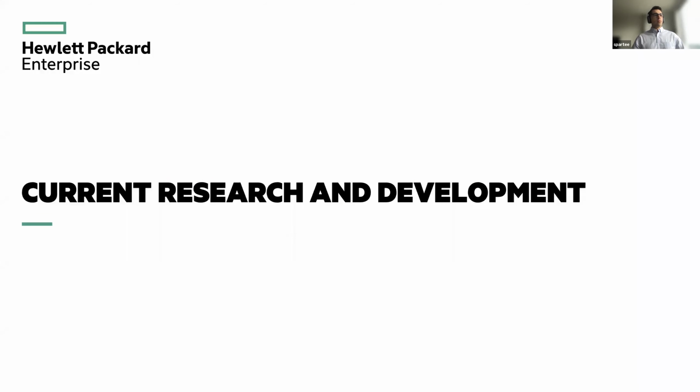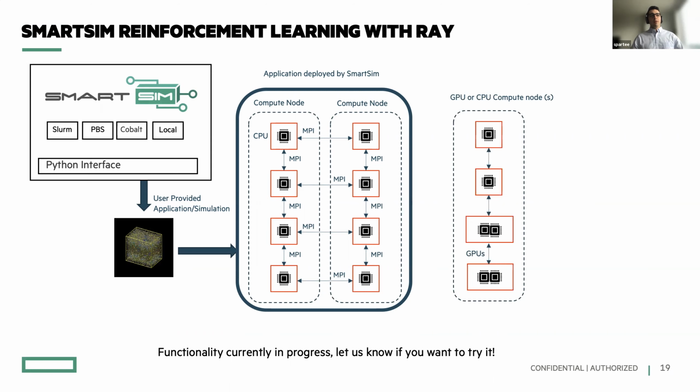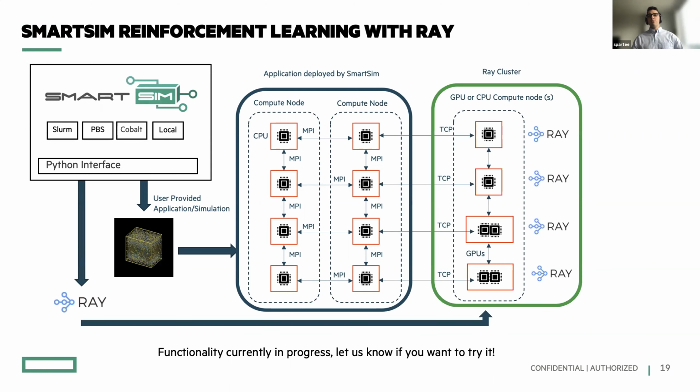Yeah. So some of our current research and development. This functionality is currently in progress, so please let us know if you want to try it. Here, we're now going to be able to launch reinforcement learning algorithms with Ray. So just like we launched the Orchestrator, SmartSim can also launch Ray, which launches Ray workers on every node and every CPU, and then gives you an interface to send jobs to it programmatically. I won't go into this too much, but please let us know if you have questions.